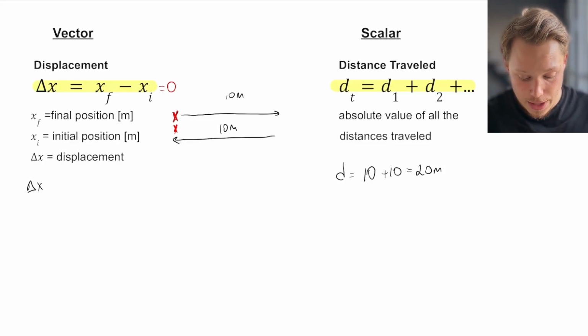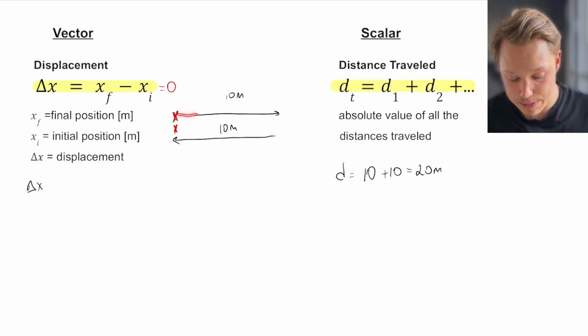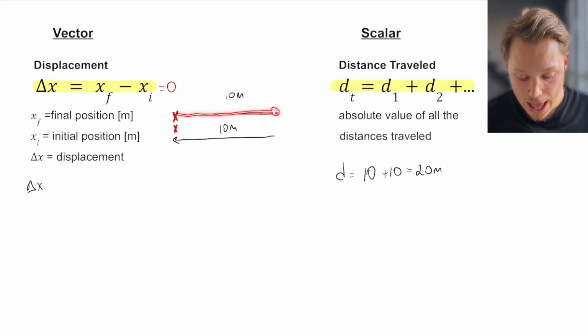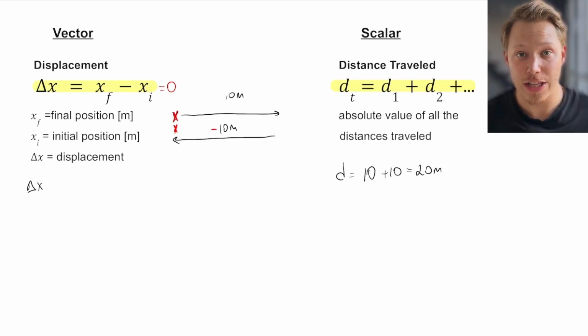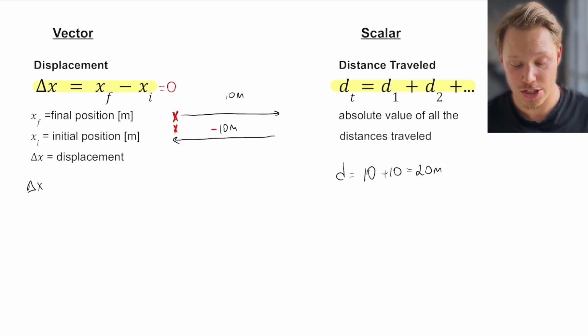Now, you can also think about this in the following way. This 10 is positive if we're talking about the displacement because it's pointed to the right, and this 10 would be negative. Because in physics, we usually take left and down as negative directions.